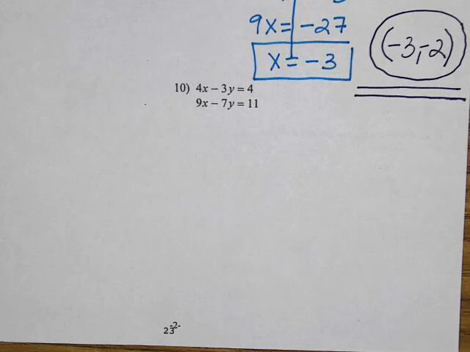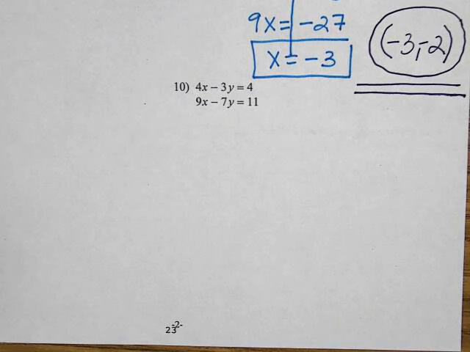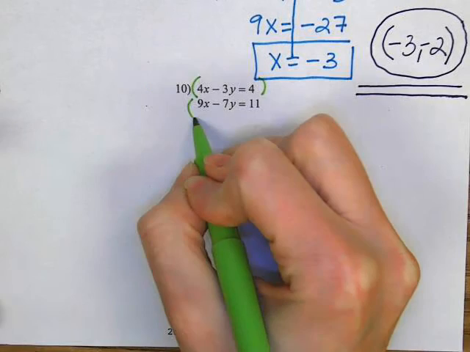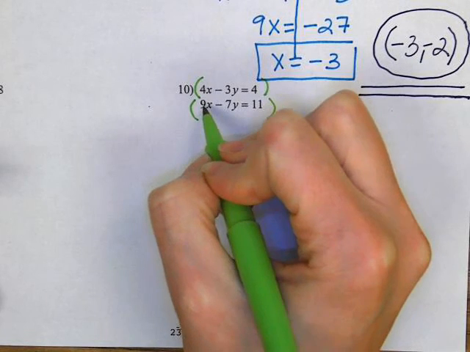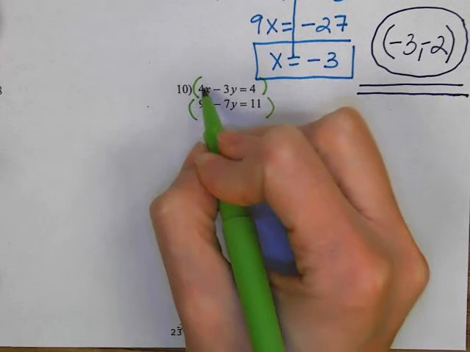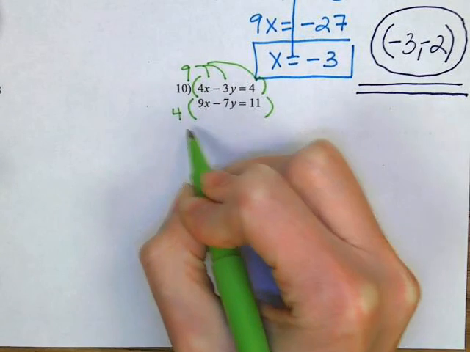All right, so number 10. What could we multiply by to get either the x's or the y's to cancel? And unfortunately, without picking a decimal, we can't really do it. So this is one of those ones where you have to multiply both equations by something. Let's say you guys are doing the x's. If this is 4 and this is 9, do you guys remember what you multiply by to get them to cancel? If this is 4 and this is 9, then the top gets a 9 and the bottom gets a 4.